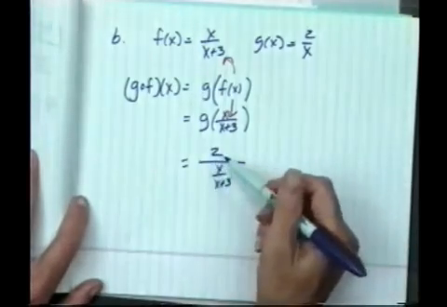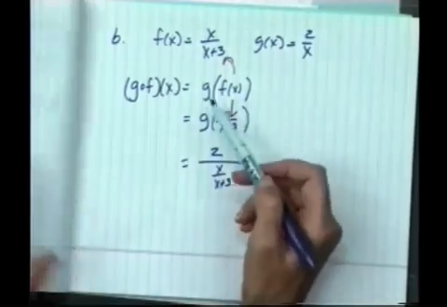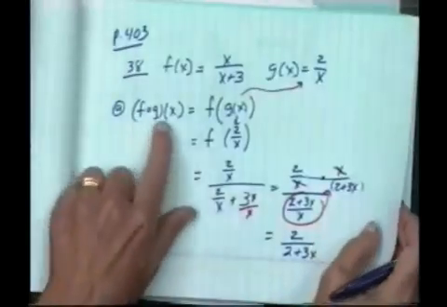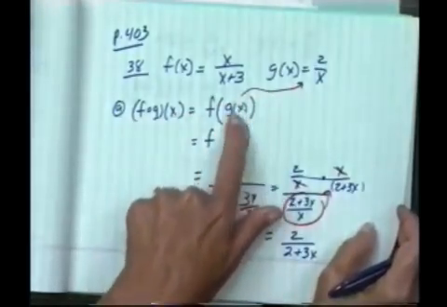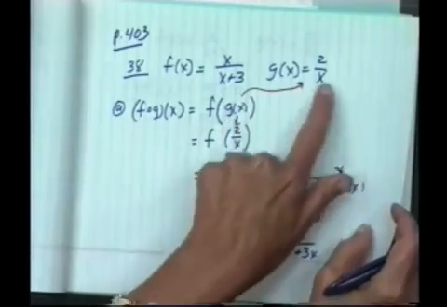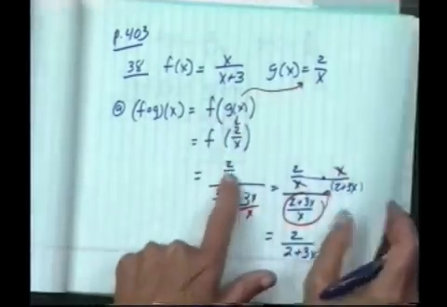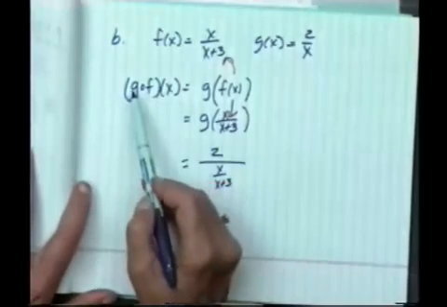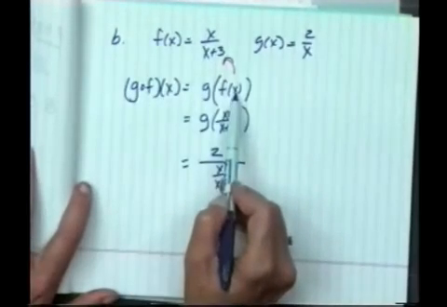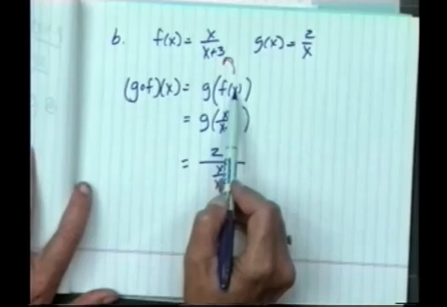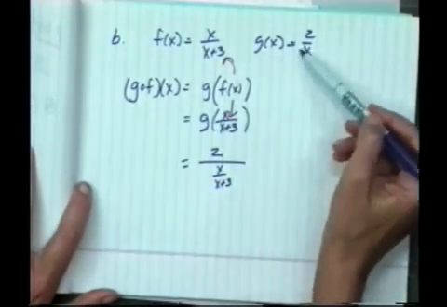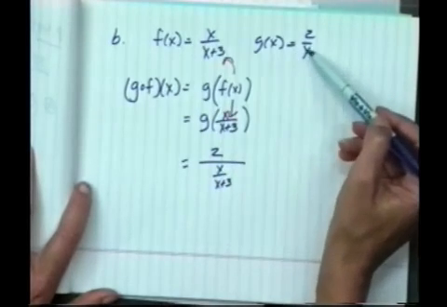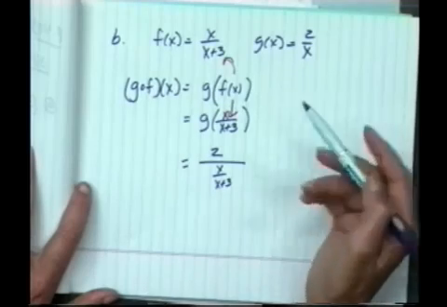It's basically just the other way around. This one was f evaluated at g of x, so you have to do exactly what it tells you. You have to find g of x and then evaluate f. This one says g evaluated at f of x, so I had to put f of x in. Then I go to my g function and substitute f into my g function.